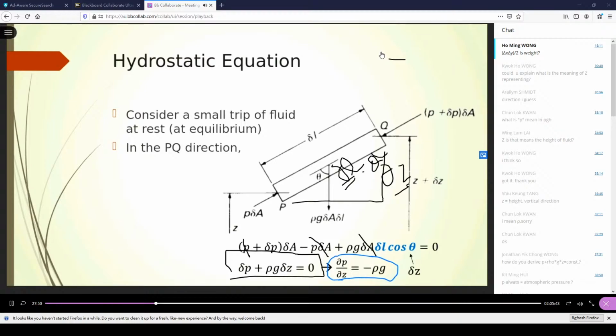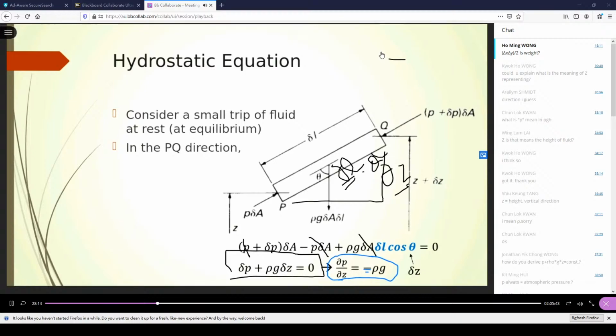It means that if you are inside a fluid and moving upwards, then the pressure will be reducing. Interesting, right? So this negative sign tells you the gradient of pressure is negative, meaning the pressure is decreasing with increasing Z.